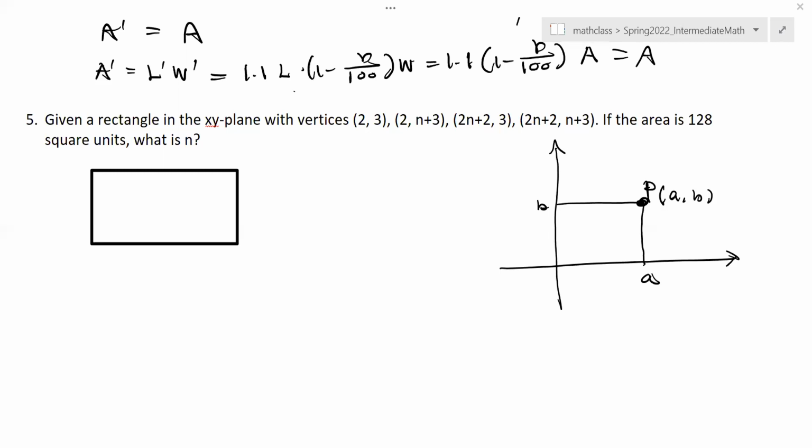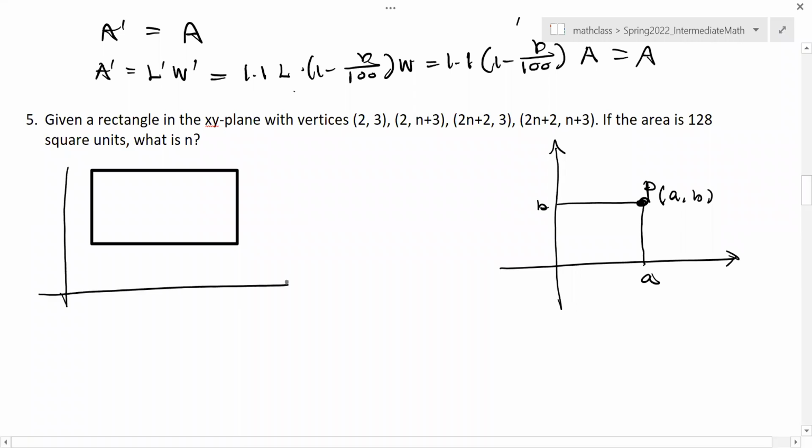Now you have a rectangle in the XY coordinate system. This is the x-axis, this is the y-axis. So our first point here is going to be 2 and 3. That means this point has x-coordinate 2, and this point has y-coordinate 3. Okay, right? So 2 plus n, 2n plus 3 is here.